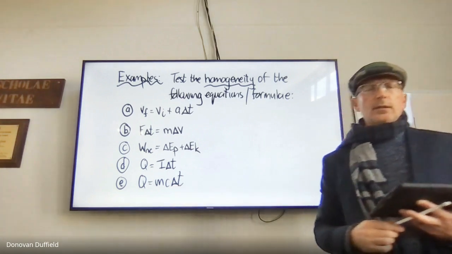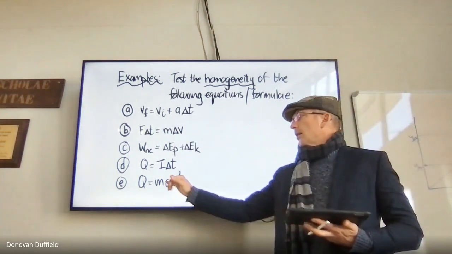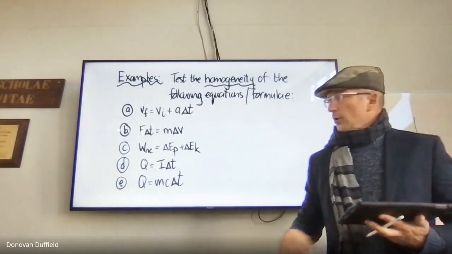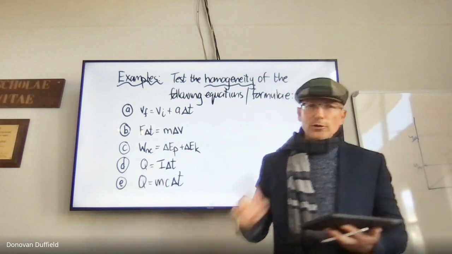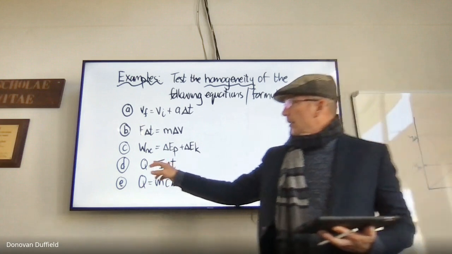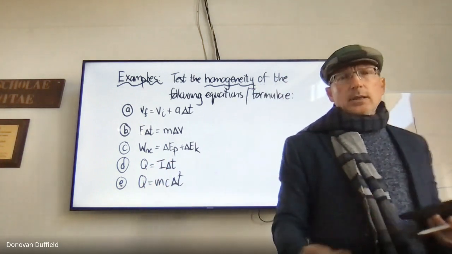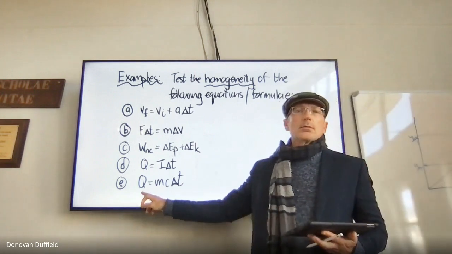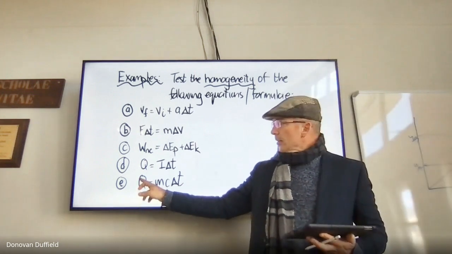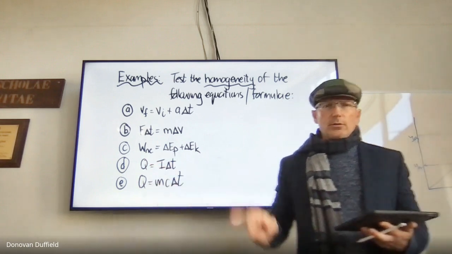Q equals MC delta T comes from the AP physics course, further studies in physics course, and that is for heat transfer. So Q here and Q here are different. This Q is in the context of electricity. This Q is charge. This Q is in the context of thermodynamics. This Q is heat energy. So the unit for this is joules. The unit for that is coulombs.